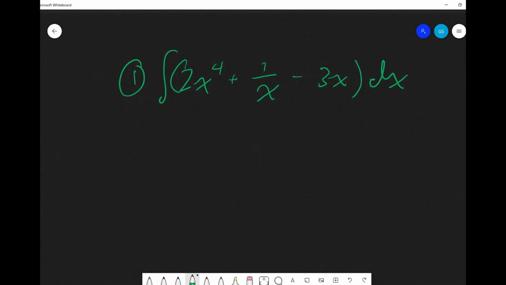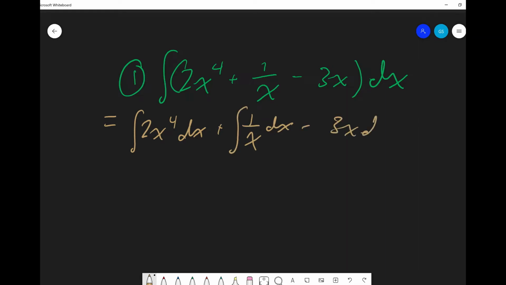So we have this integral right here, and I think I will do this in this gold kind of color. All right. So one of the properties we learned, properties 2 and 3, is that we can actually split up this entire thing. So we can write this as the integral of 2x^4 dx plus 1 over x dx minus 3x dx, like that.